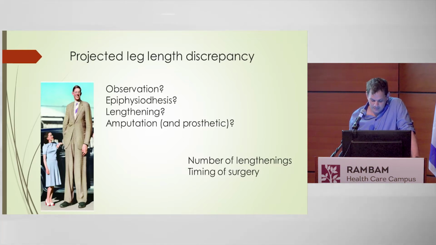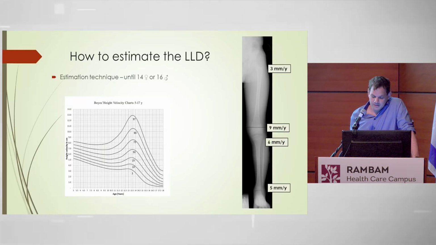It can also help us decide the amount of lengthening needed and in which bone, and decide the timing of the surgery. Rough estimation of the LLD can be done using the average growth velocity of each growth plate and the average age of physis closure, 14 for boys and 16 for girls. We can use this method only when there is complete closure of a specific growth plate, for example after a fracture. This method is based on the average growth velocity, and it's not accurate due to the fact that the growth rate is not linear and changes with age.